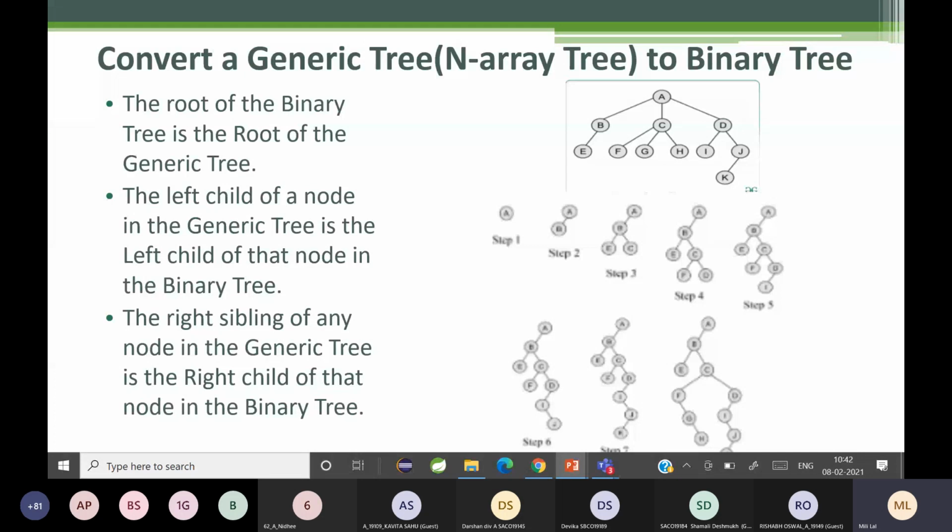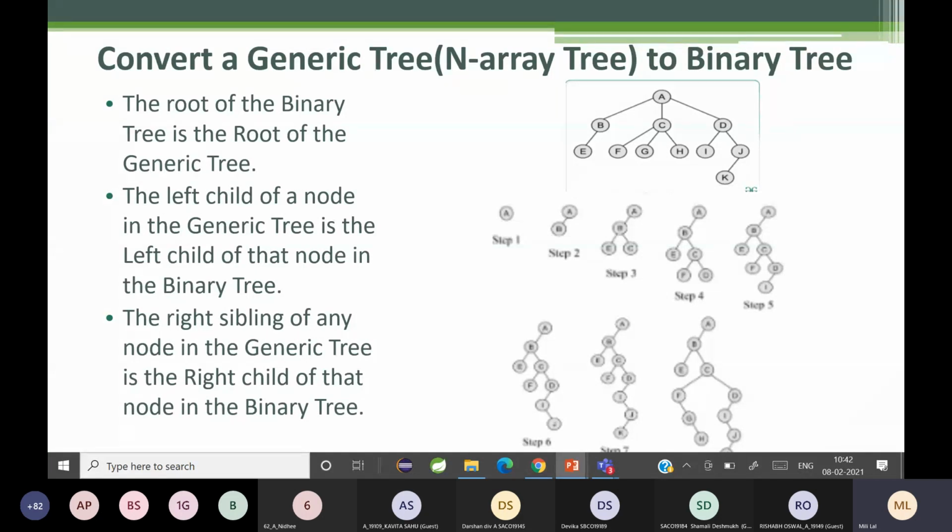So that is called a generic tree. Now, how to convert a generic tree to a binary tree? That is what we are going to learn. So what is the rule saying? The root of the binary tree is the root of the generic tree. So what is the root of this tree here? Yes, students, what is the root of this tree? A is the root of the tree. Good. So, the binary tree root will also be the same, A.